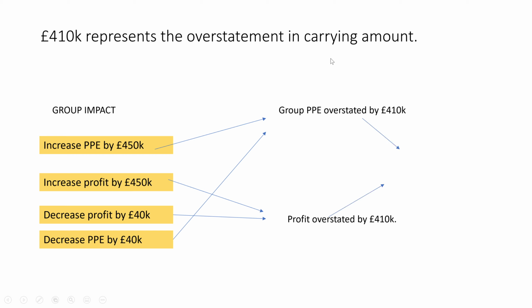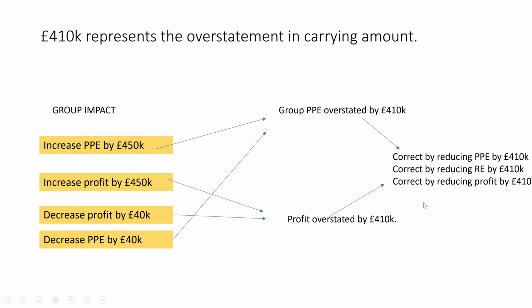So we need to correct for these, and it's quite simple because both of them are overstated by the same amount. So you correct it by reducing PPE by 410k. You reduce retained earnings by 410k, and you can also reduce profit by 410k. And think of profit and retained earnings as the same figure. So the overall entries are, if we're reducing PPE, we're crediting PPE, and we need to debit retained earnings of the seller by 410k.